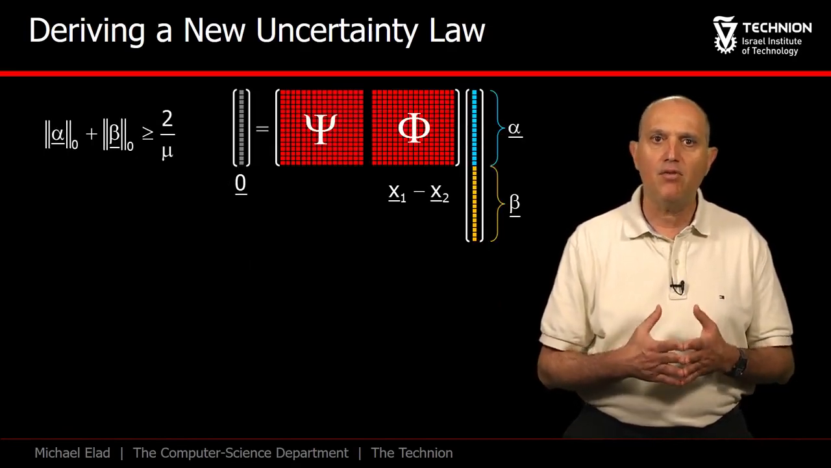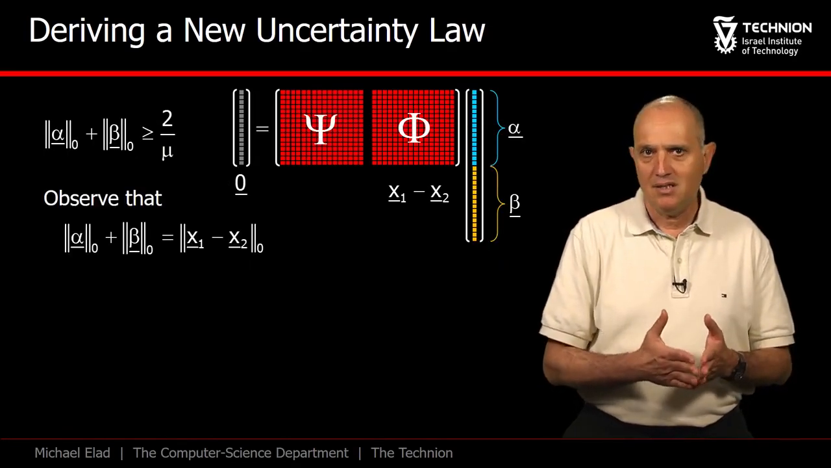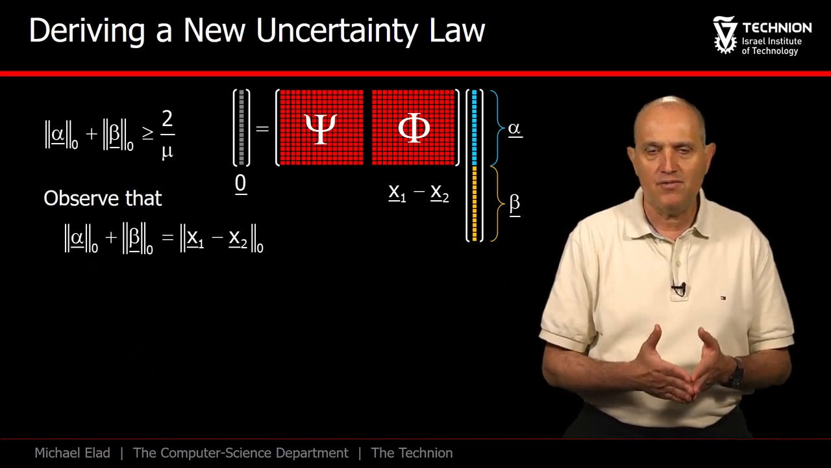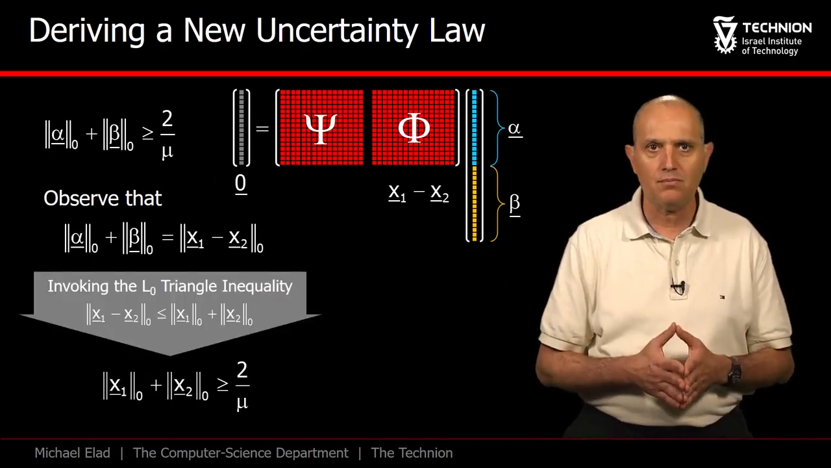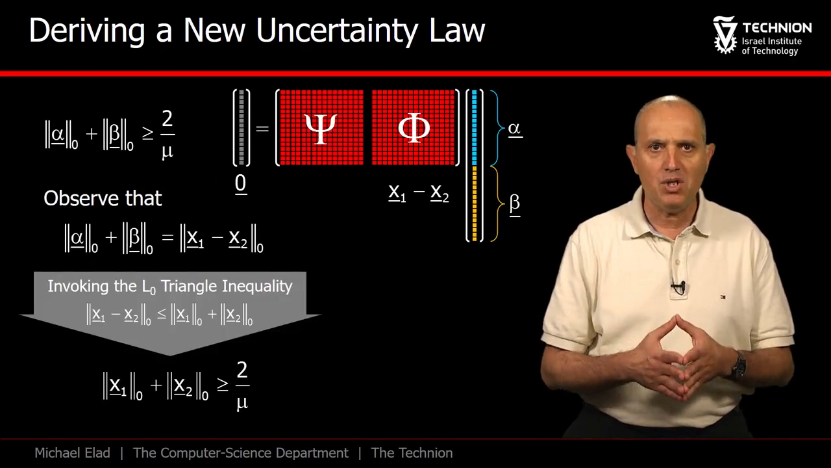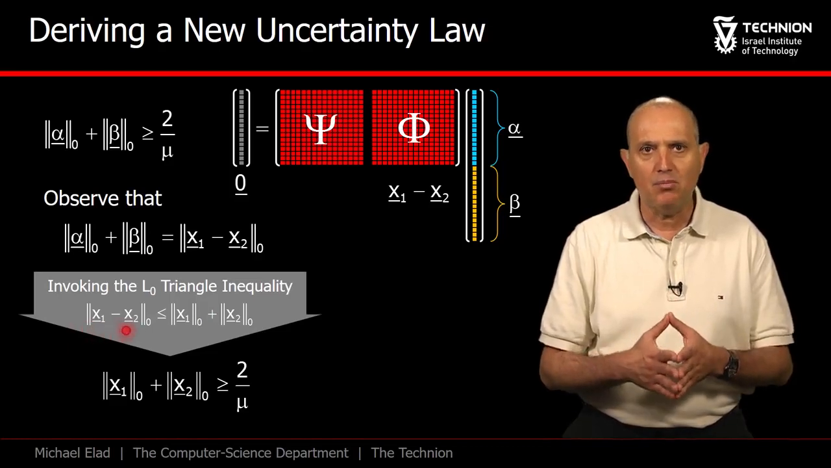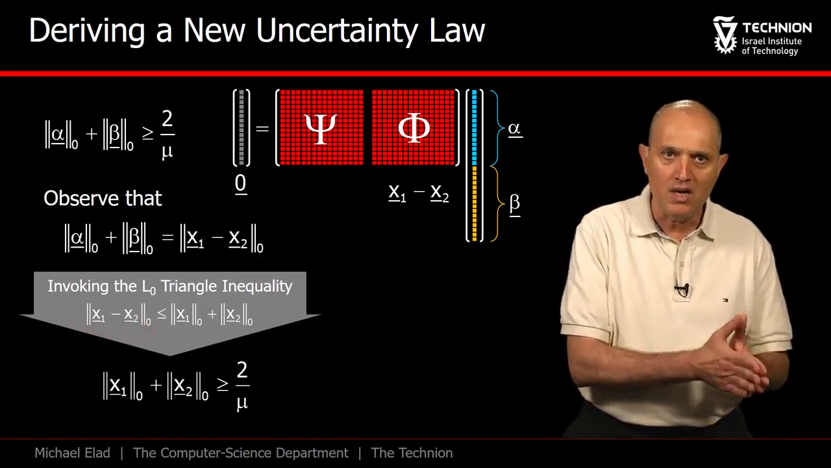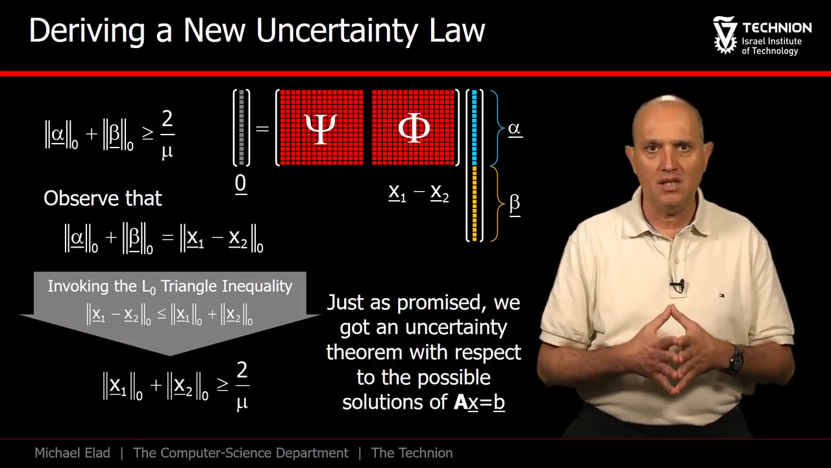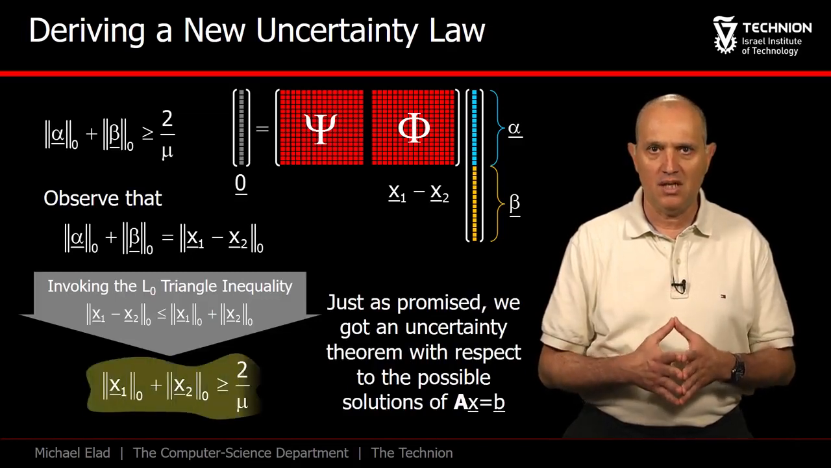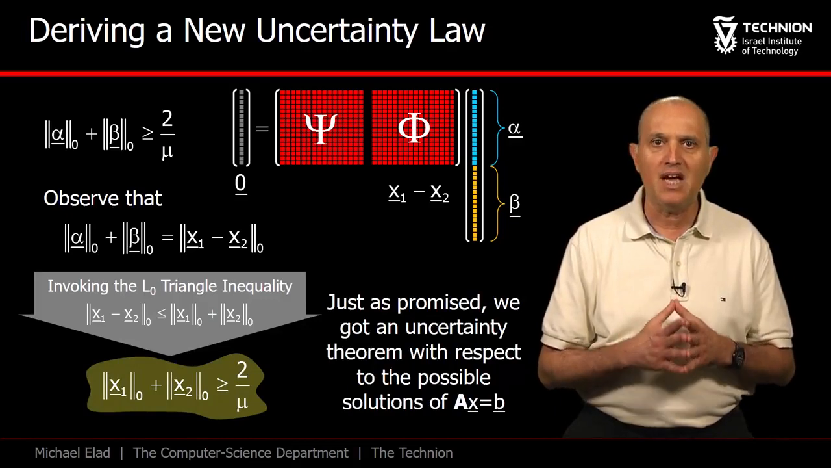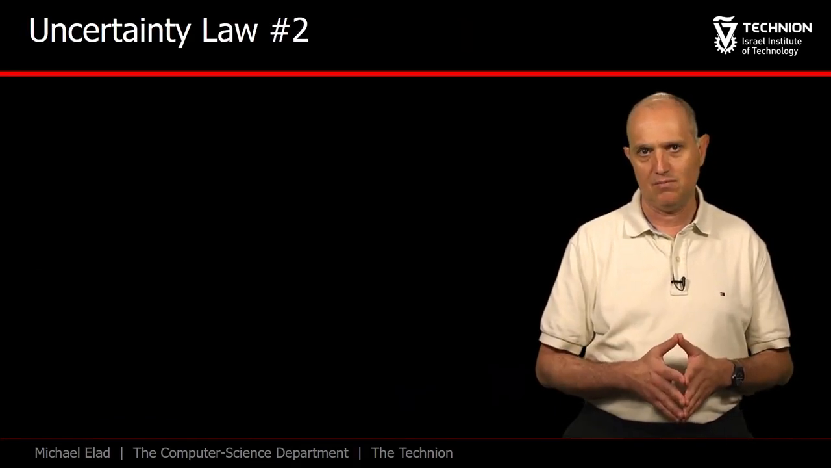However, summing the number of non-zeros in alpha and beta is exactly the number of non-zeros in the difference vector x1 minus x2. Furthermore, we have mentioned before that the L0 norm obeys the triangle inequality, and thus this count is upper bounded by the sum of the non-zeros in x1 and x2. This leads to this inequality that says that any two solutions of the underdetermined linear system cannot be jointly sparse.